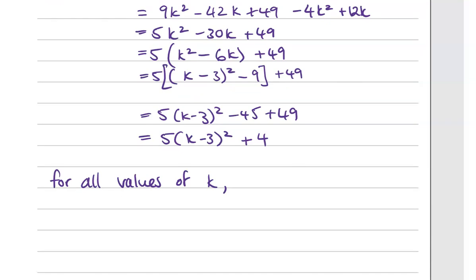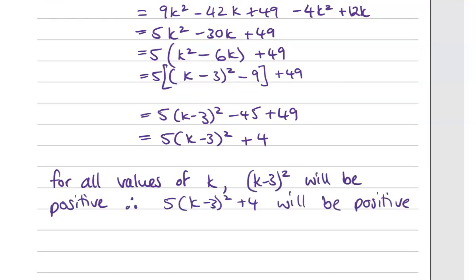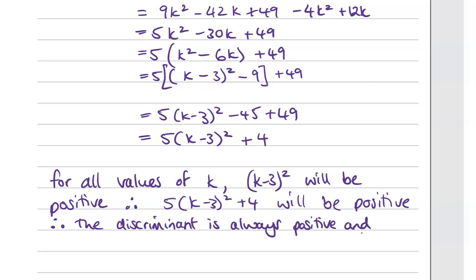So for all values of k, k minus 3 squared will be positive. Therefore, 5 times k minus 3 squared plus 4 will be positive. This means the discriminant is always positive. And when the discriminant's positive, that means that there are 2 real roots.